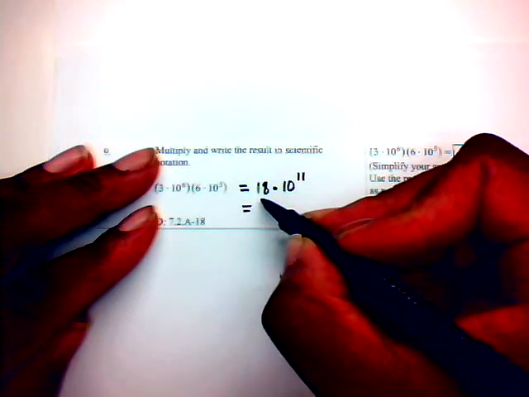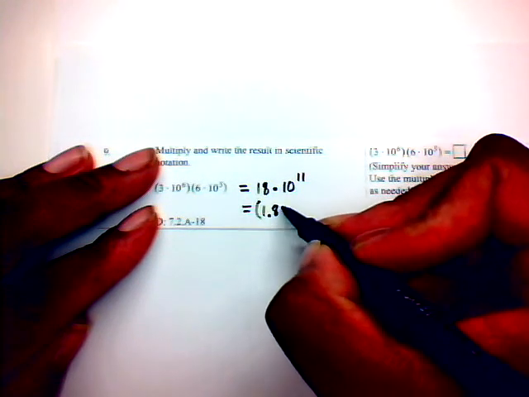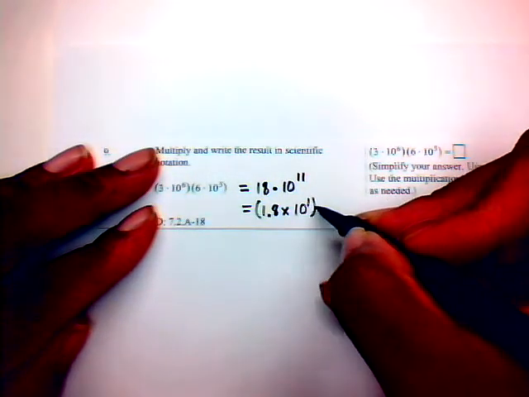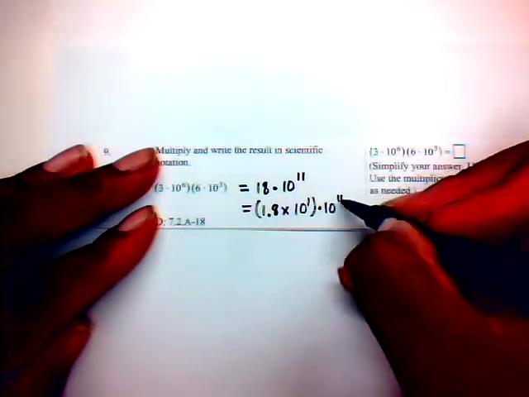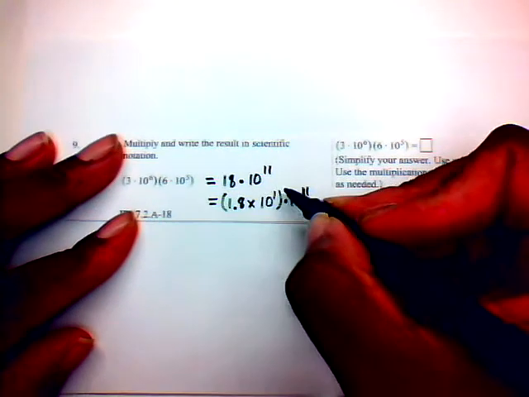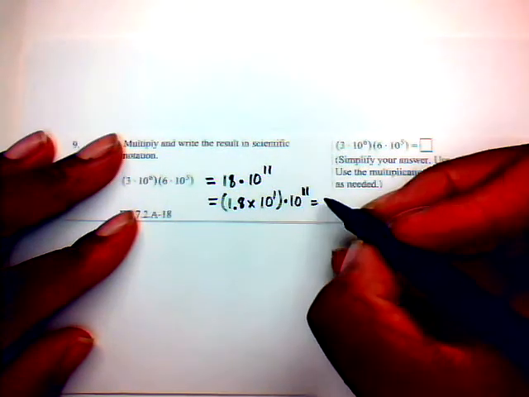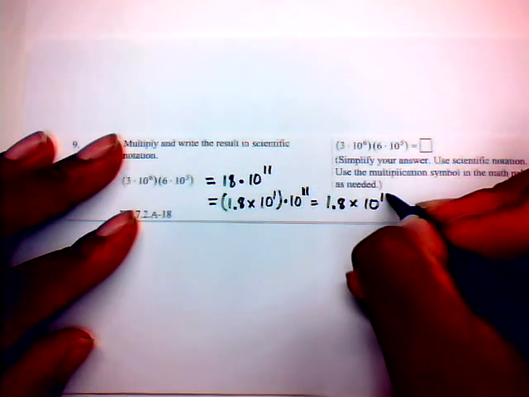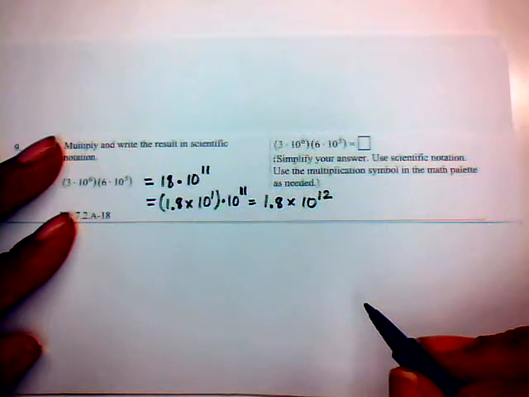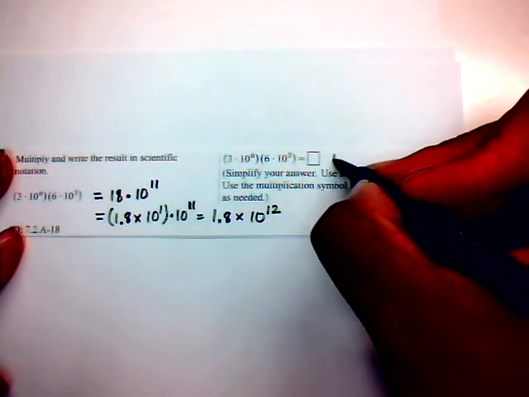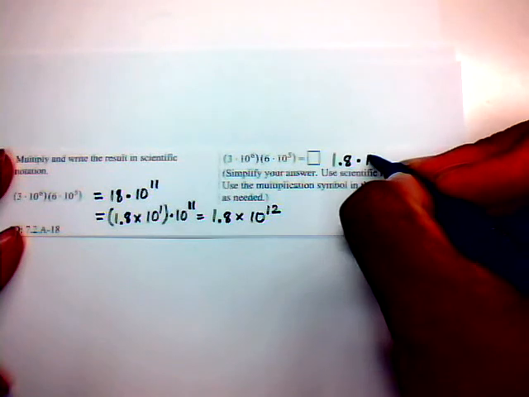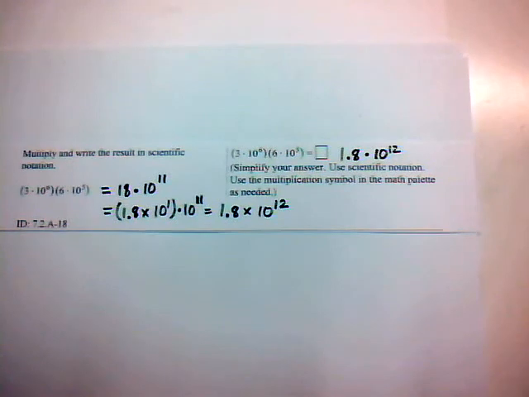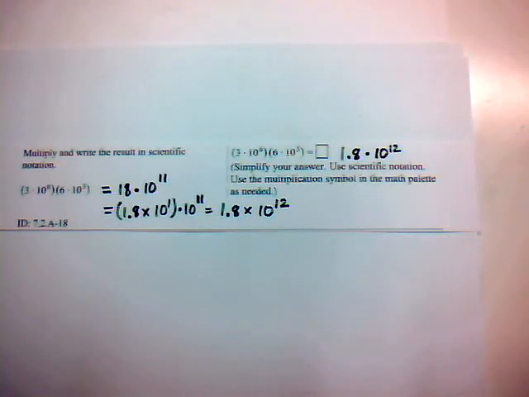If we put the decimal point behind the 1, it'll be 1.8. And there's one number behind that decimal point, so it'll be 10 to the first power. Then that's multiplied by 10 to the 11th. And then we add the exponents for 10. So it'll be 1.8 times 10 to the 1 plus 11, which will be 12. So in this case, it will be 1.8 times 10 to the 12th power. That's the answer for 3 times 10 to the 6 times 6 times 10 to the 5th.